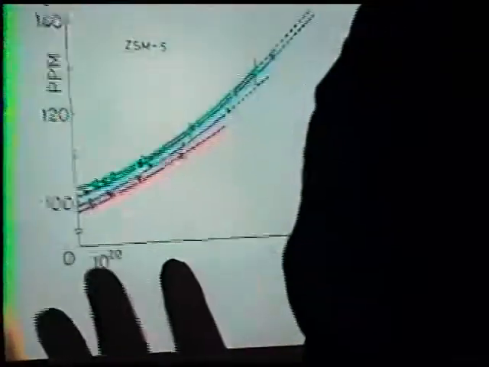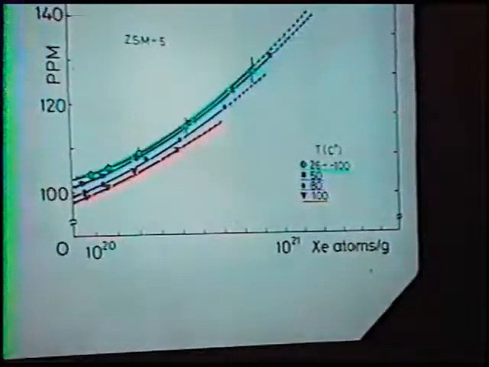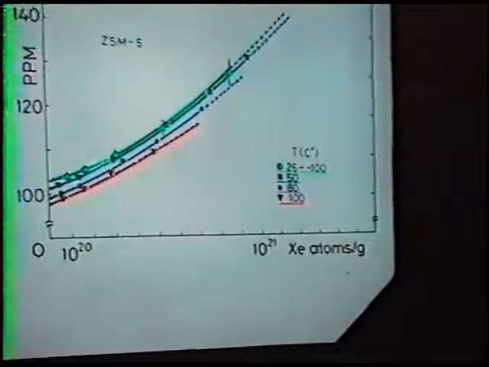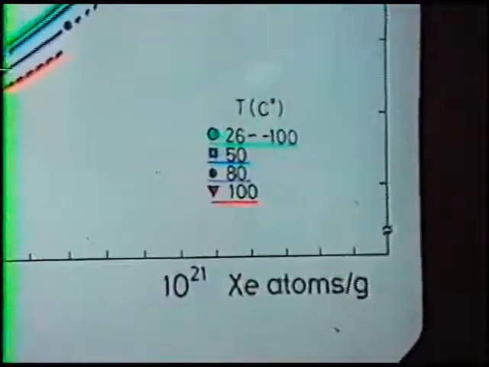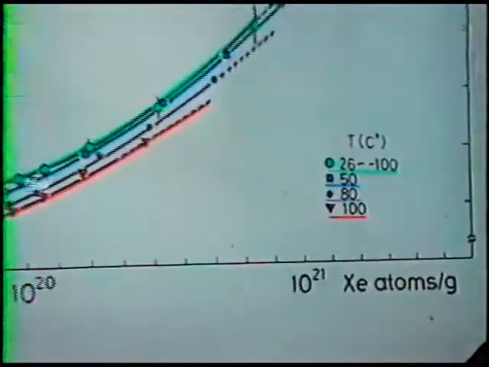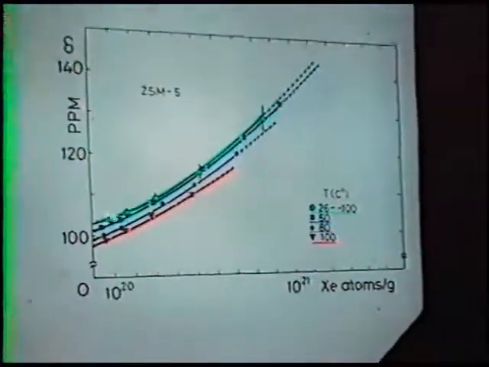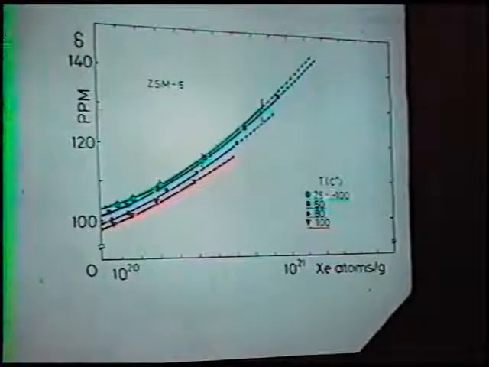And this is the reason why, if now we do the same experiment with ZSM-5, the variation of the chemical shift against the experiment temperature is very small. We have roughly the same chemical shift at 26 degrees and at 100 C degrees.